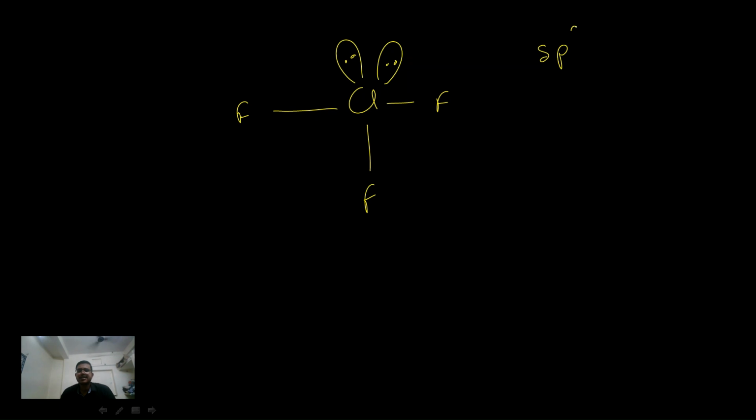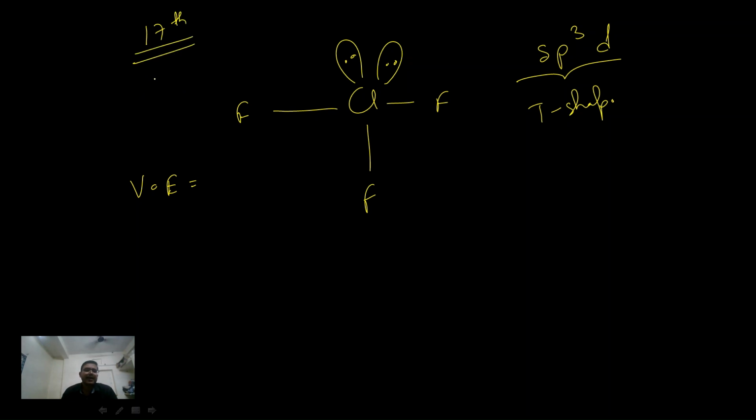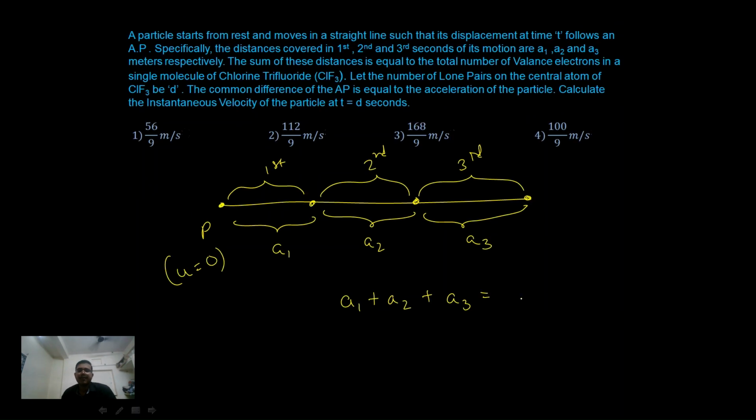You all can see that this is sp3d, means a T-shaped structure. And what else we can have? They are talking about valence electrons. So what is a valence electron? All valence electrons are those electrons which are present in the outermost shell. So you all know that F and Cl both are present in the 17th group, means they have 7 valence electrons, means 4 into 7 means 28. So A1, A2, A3, their sum is equal to 28.